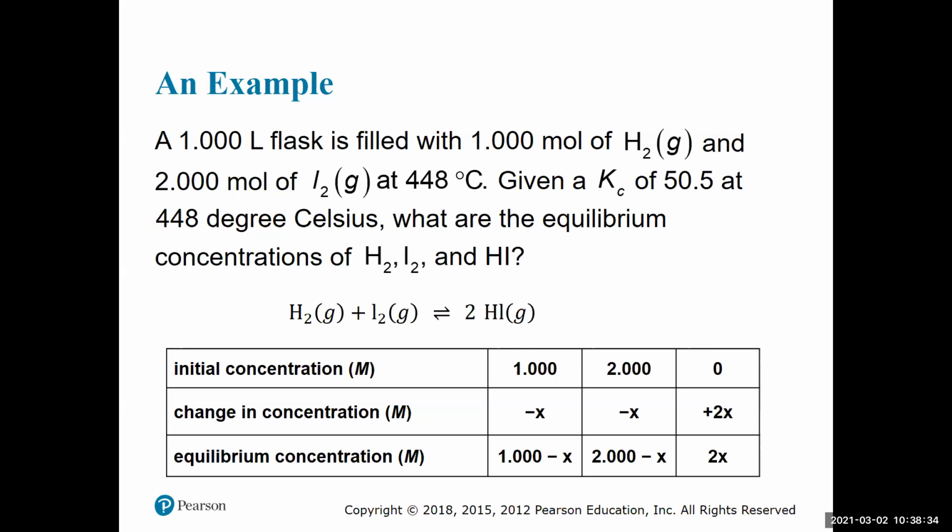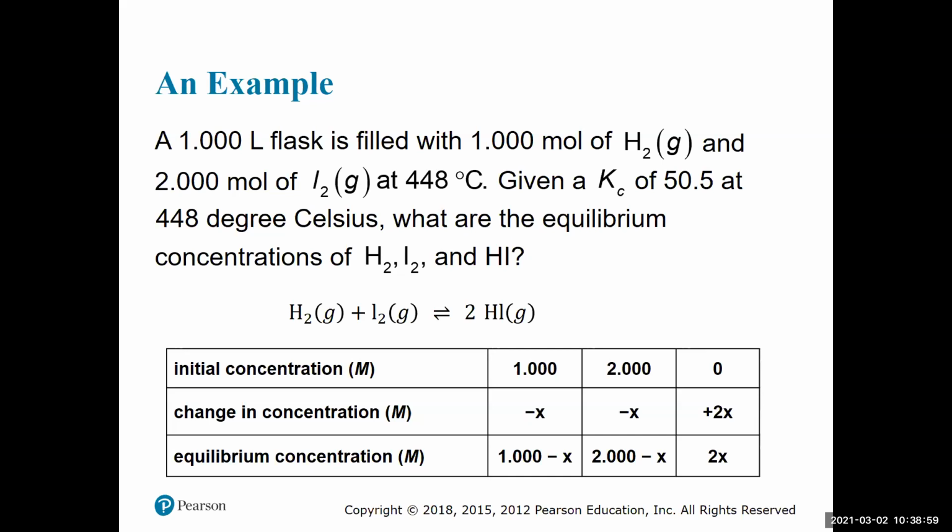And remember, the equilibrium expression is simply products divided by reactants. And then each of those concentrations is raised to whatever power the coefficient in front is. So in this case, H2 and I2 would just be 1, and HI would be squared. At the bottom of this slide, you see that box that we created before, similar box. And so let's take a look at that again.